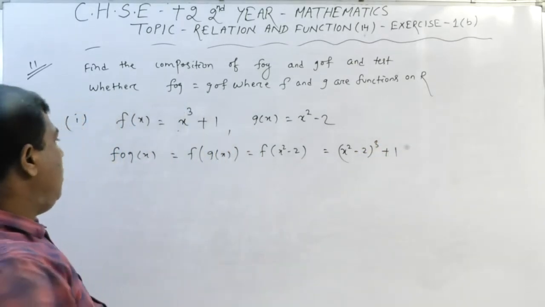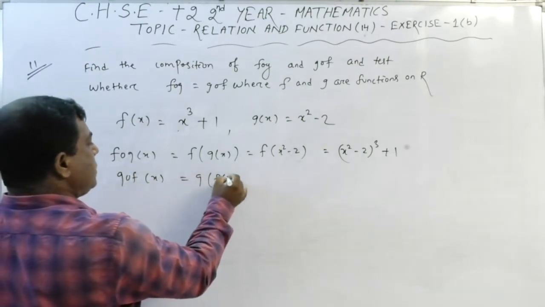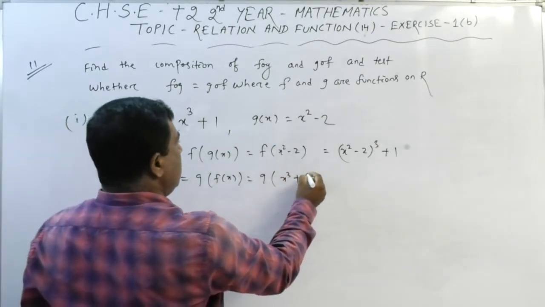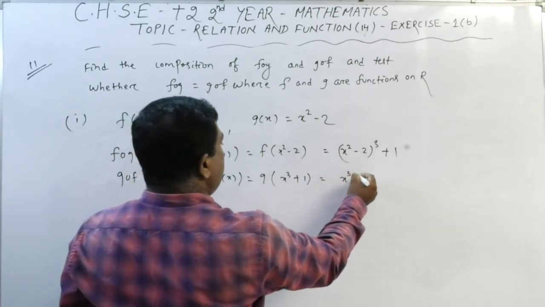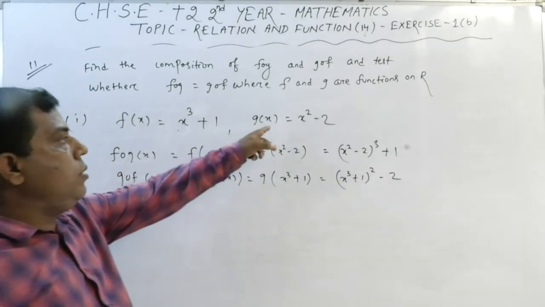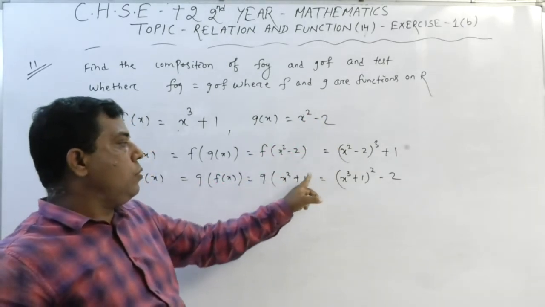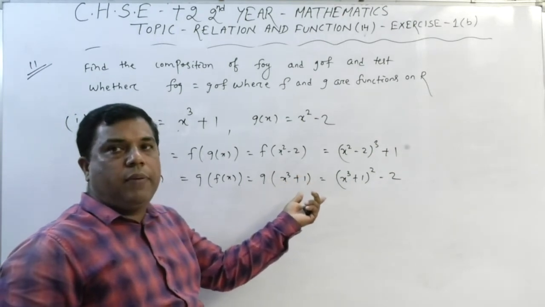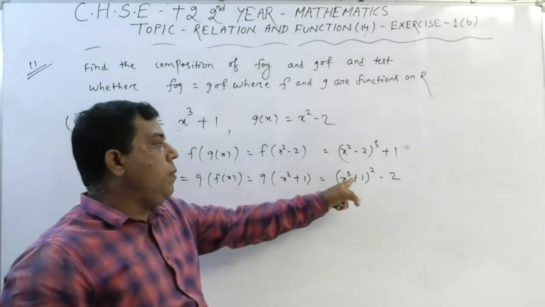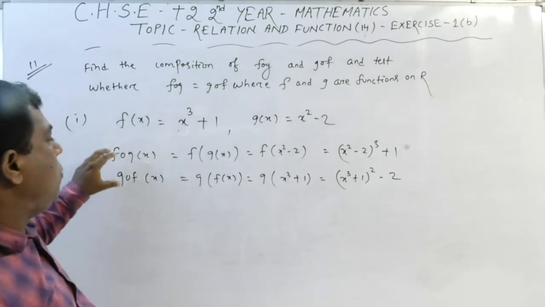Now what is gof? gof of x is g of f of x. And g of f of x means it is g of x cube plus 1. So it will be converted as x cube plus 1 whole square minus 2, because g is converting all its input values in the form of x square minus 2. So that element is behaving like a variable for the function g, it is converted in the form of x cube plus 1 whole square minus 2. Clear? So this is how to find out fog and gof.